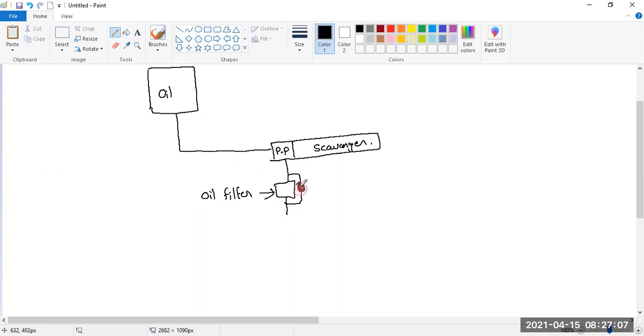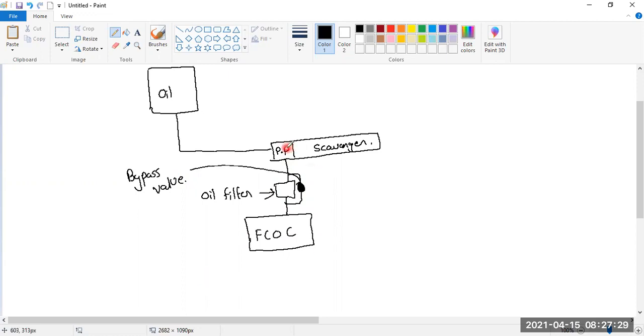So I'm showing it like this here. This is the bypass valve. The bypass valve ensures that there is always a supply of the oil even if the filter is clogged. After this, the next component that will come is called the FCOC, fuel cooled oil cooler. We also studied this in the fuel system in the previous class.